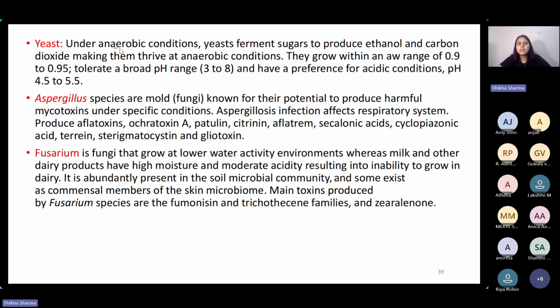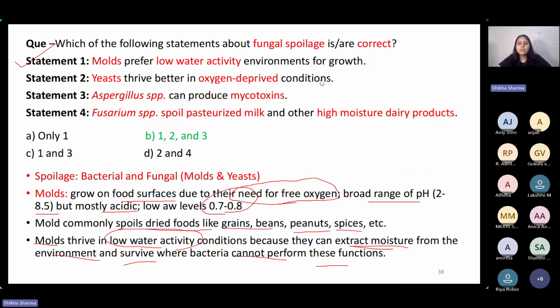Then yeast, basically under anaerobic conditions, ferments sugars to ethanol and CO2, which is carbon dioxide, making them thrive in anaerobic conditions. They grow within a water activity range of 0.9 to 0.95, and they can tolerate a broad range of pH, which is 3 to 8, and the preferred environment is acidic, which is 4.5 to 5.5. So yeast can grow in anaerobic conditions. Statement 2 is correct here.